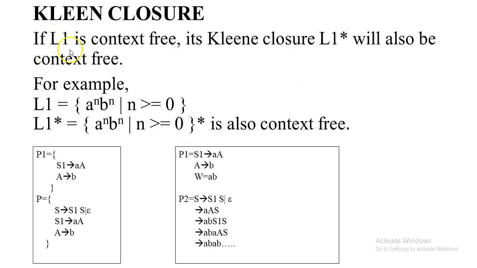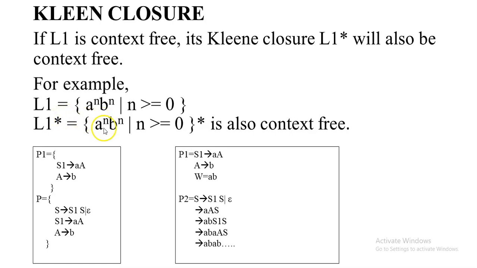Then Kleene closure. If L1 is context-free, its Kleene closure, L1 star, will also be context-free. L1 generates a^n b^n, that means A's followed by B's, with an equal number of A's and B's, where n is greater than or equal to 0.